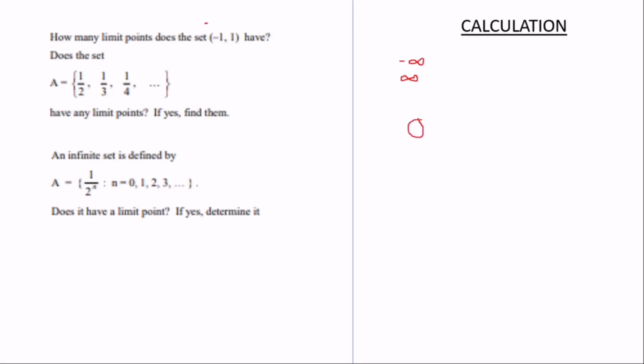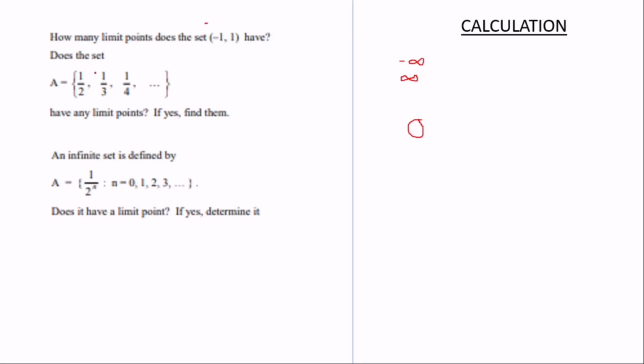0. This is the calculator way, and the rule given to us is 1/2, 1/3, 1/4, 1/5, 1/6. Let's take 1/10,000. It's approaching 0. That is the limit point. That is the what? The limit point.